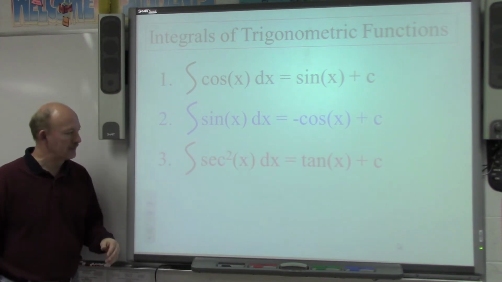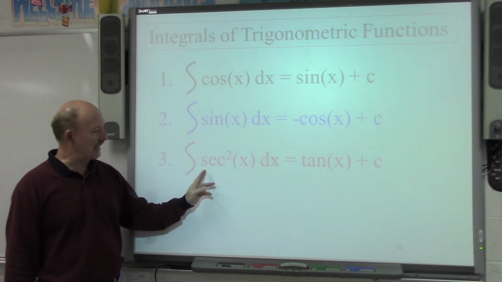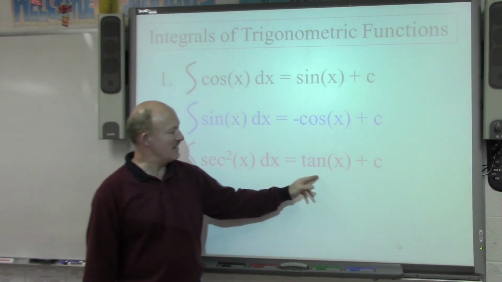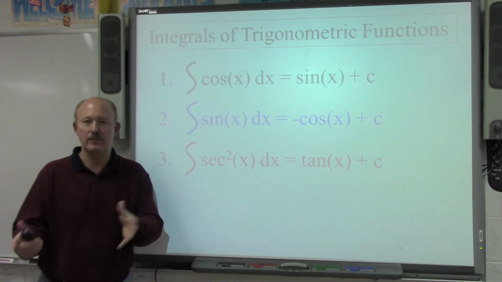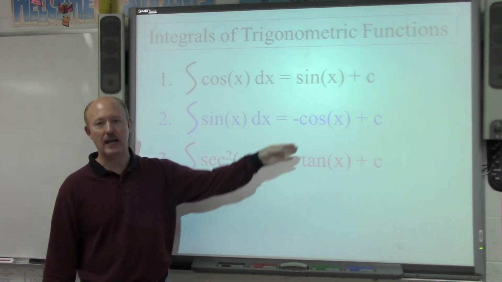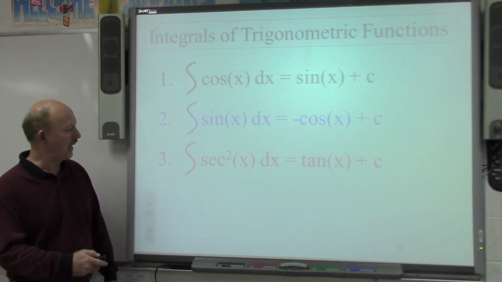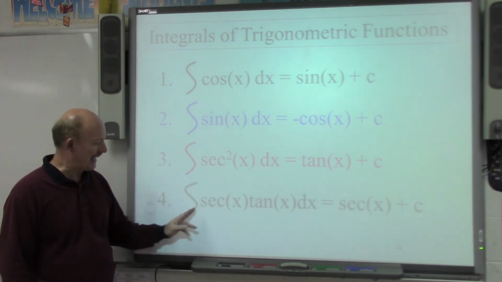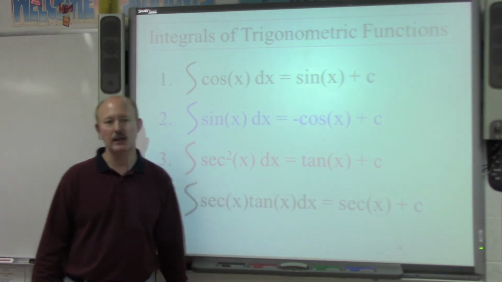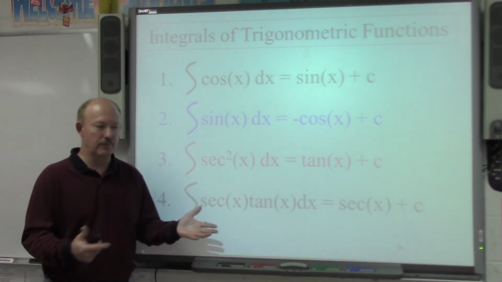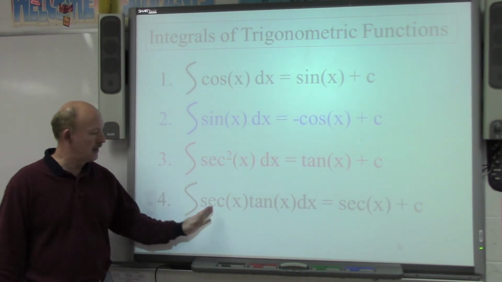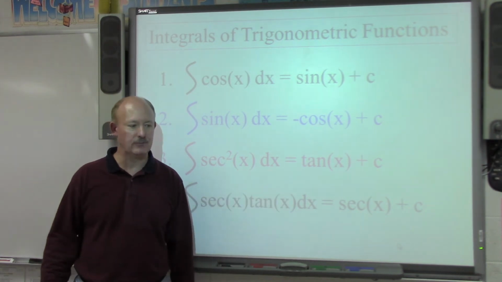Now the next one, the antiderivative of secant squared x dx equals tangent x plus c. So remember, the derivative of tangent is secant squared. Well, the antiderivative of secant squared is tangent x plus c. Number 4, the antiderivative of secant times tangent is secant x plus c. And if you remember from derivatives, the derivative of secant is secant tangent, so the antiderivative of secant tangent is secant x plus c.